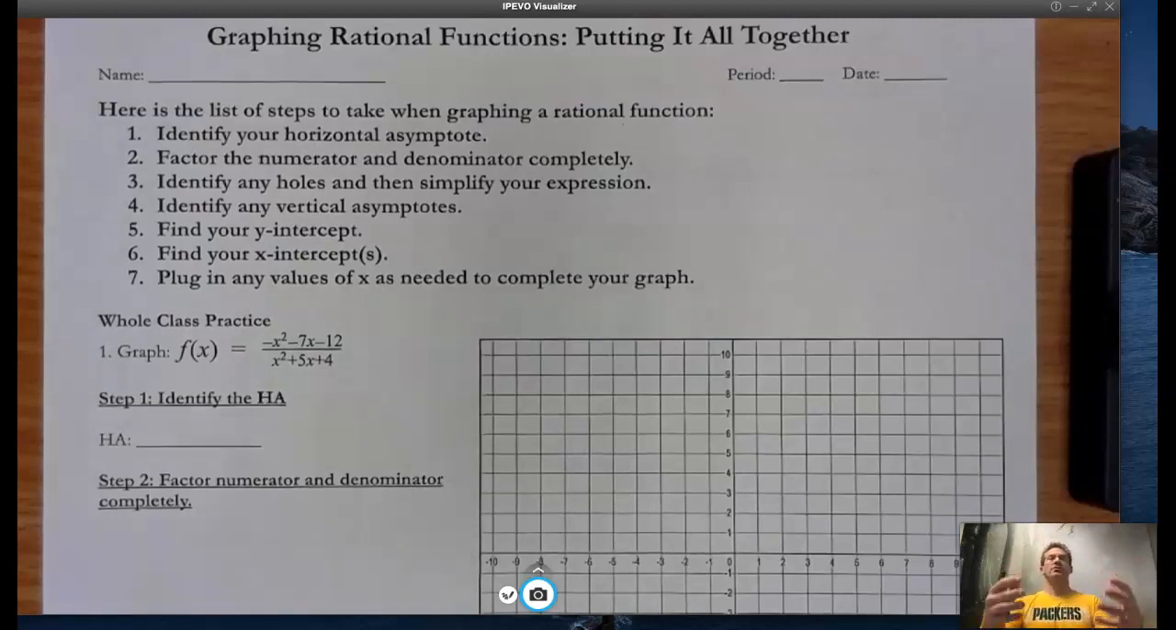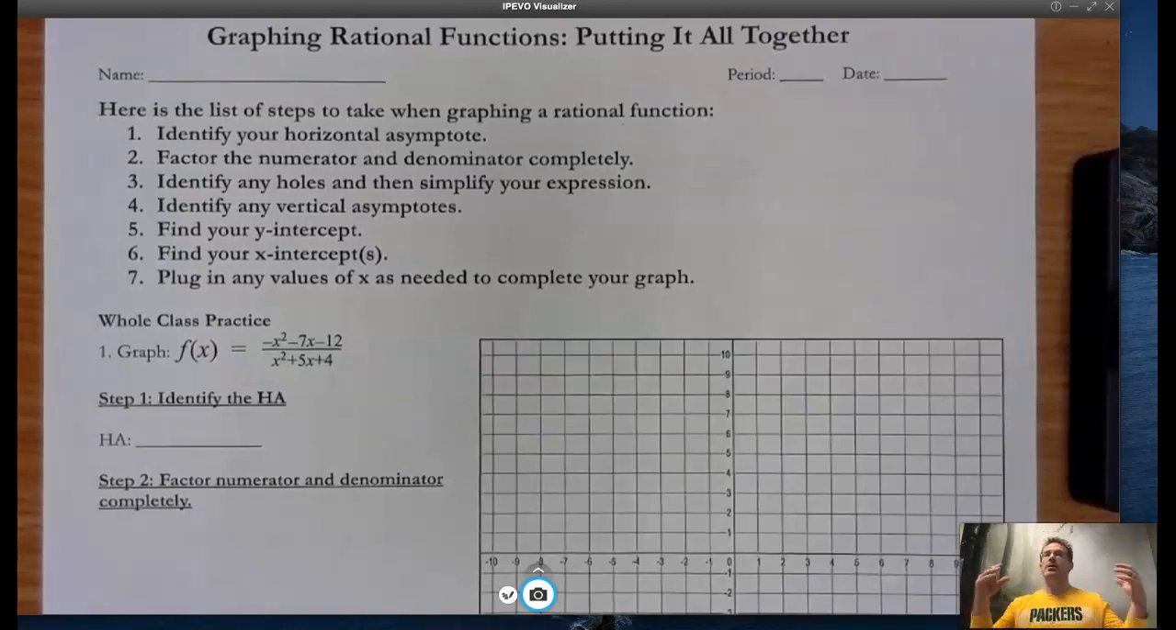Now let's look at the steps that we're going to use when we graph our rational functions. We're going to identify our horizontal asymptote, and remember, we have 3 cases for that. Then we're going to factor the numerator and the denominator completely. Once we've done that, we're going to identify our holes and simplify our expression. We're going to identify our vertical asymptotes, and by doing that, that's going to set our domain. Then we're going to find our y-intercepts and x-intercepts. And then the little piece that we're going to add today is that once we have all that information on the graph, do we need a few more points to fill out our graph and sketch our curves.